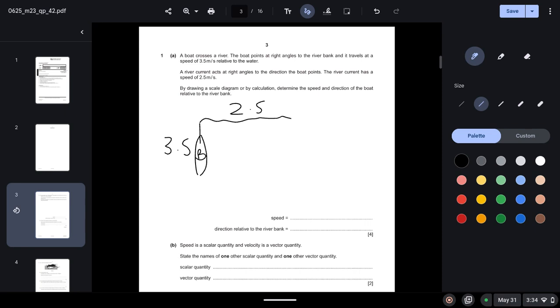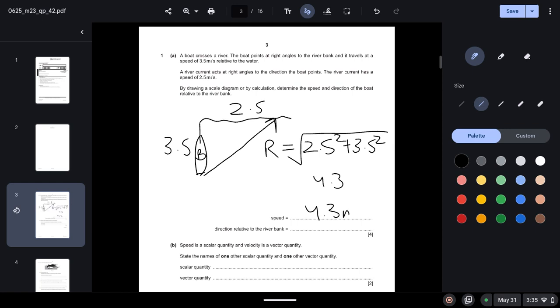By drawing a scale diagram or by calculation, determine the speed and direction of the boat relative to the river bank. So basically we have to find the resultant of these two. So here we can use the Pythagoras theorem. Let's call it R. R will be given by the square root of 2.5 squared plus 3.5 squared. Put this in your calculator and the answer you will get is 4.3. So we obtain the speed 4.3 meters per second.